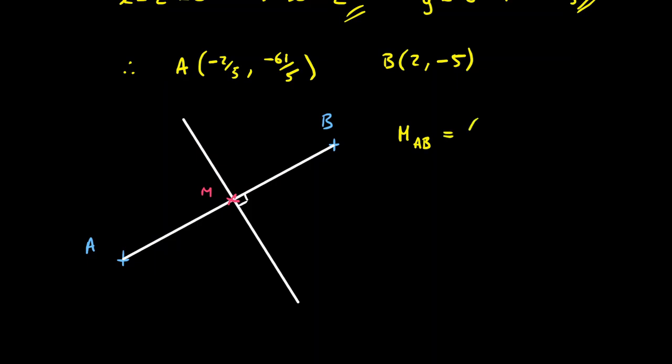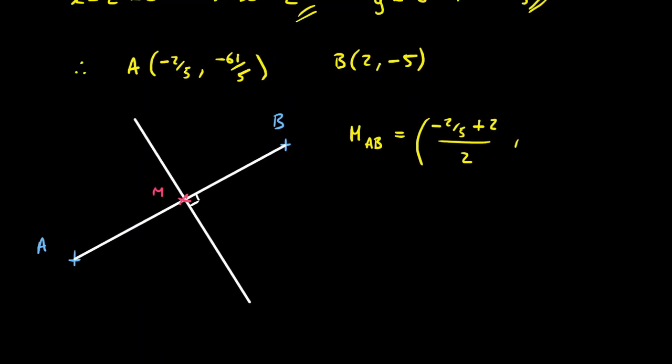The way we do that is we add up our two x coordinates. So we're going to get minus 2/5 plus 2, and then we divide those by 2. Then we do the same thing with our y coordinates. We add up our y coordinates: negative 61 upon 5 plus minus 5, and again we divide those by 2. So to find the midpoint, we add up the x coordinates and divide by 2, and the same for the y coordinates.